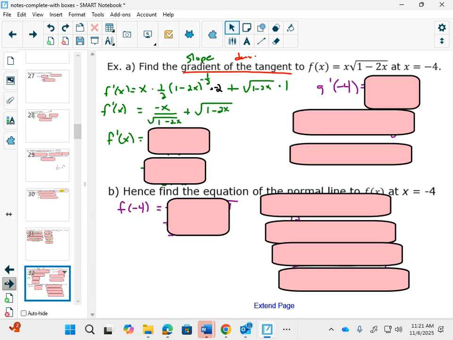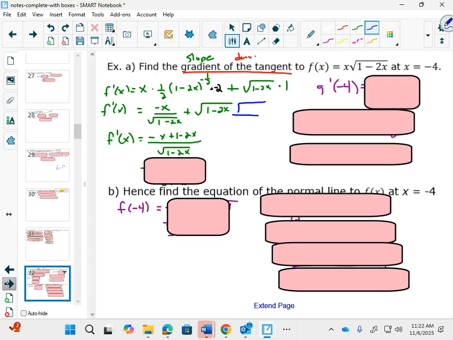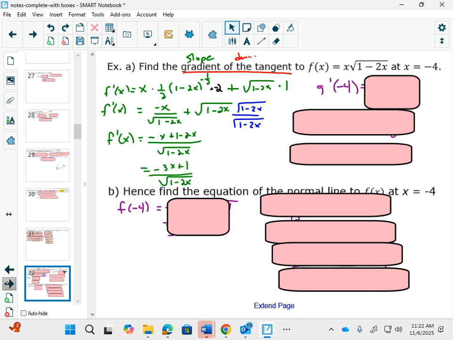The negative 1/2, you can move that to the bottom. Sometimes they ask you to add these fractions together. So I would need a common denominator, so I multiply this one by my square root of 1 minus 2x over square root of 1 minus 2x to get that common denominator if I wanted to add those fractions. And it works out really nice and simplifies really nice.